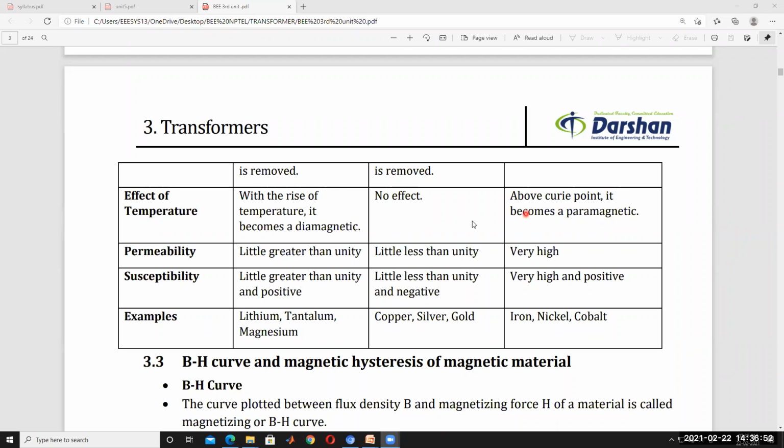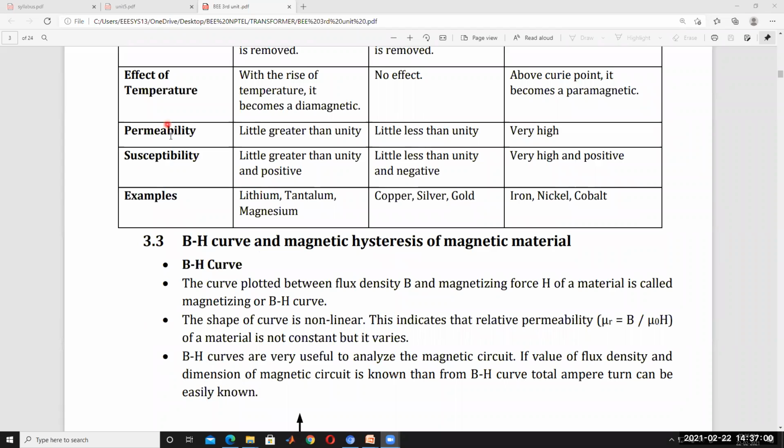Up to a certain range above the Curie point, it becomes a paramagnetic material. Then the permeability is a little greater than unity, greater than 1. The permeability of paramagnetic materials is greater than 1. That is called mu r, the relative permeability, and it is greater than 1 here.